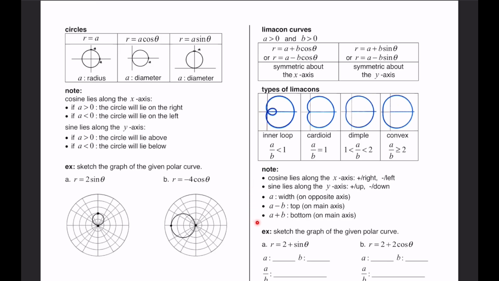Here we have a few notes regarding how to draw the graphs. If the equation has cosine, then the graph will lie along the x-axis. And if it has sine, it will lie along the y-axis. The plus and minus stays consistent in these graphs to the circle graph, so that's really nice. Then the value of a will be the width. Then we take a minus b, and that will be the top point. a plus b will make the bottom point, and then we'll go ahead and go through how to graph it out.